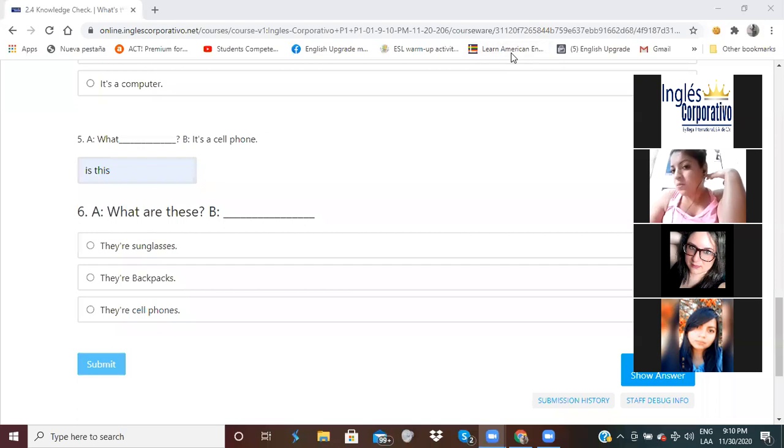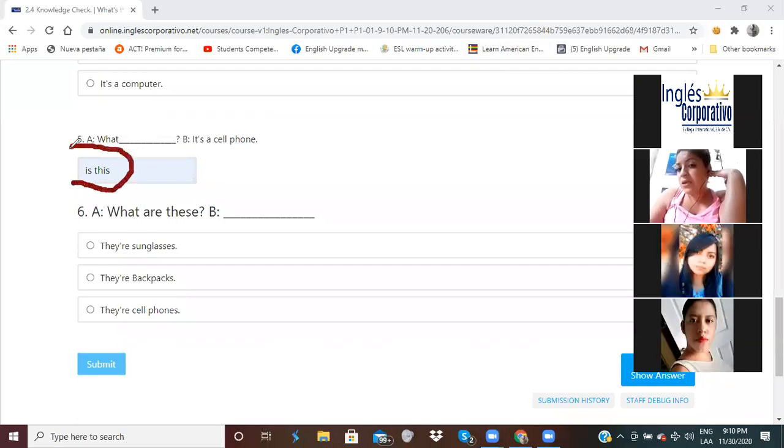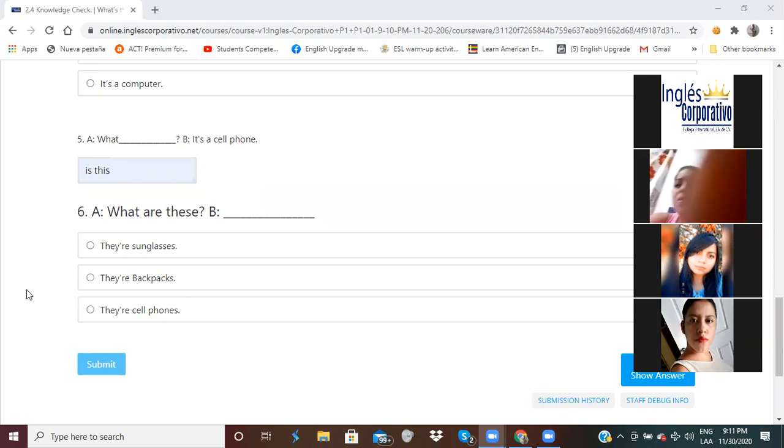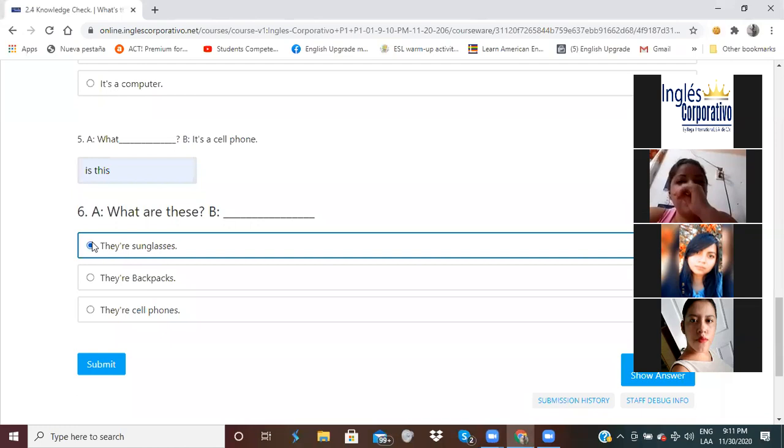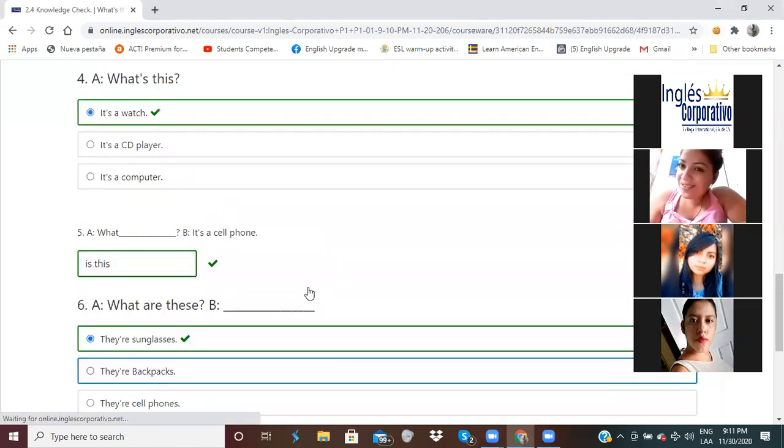Okay. Number five. Mirna. Esa no la puedo hacer, no sé cuál es la respuesta. Ah, okay. What is this? Aquí está, mire. What is this? This. Y la última. What are these? Carolina Torres. What are these? They are sunglasses. Excellent. They are sunglasses. All right. Good job, ladies and gentlemen. Excellent work.